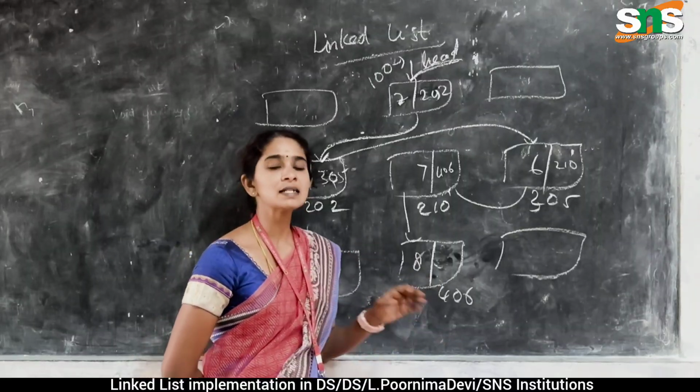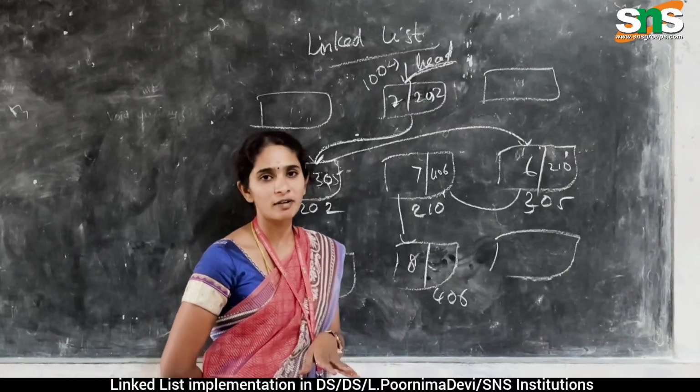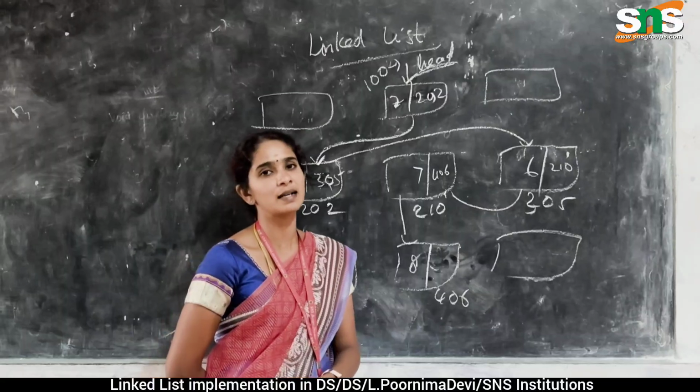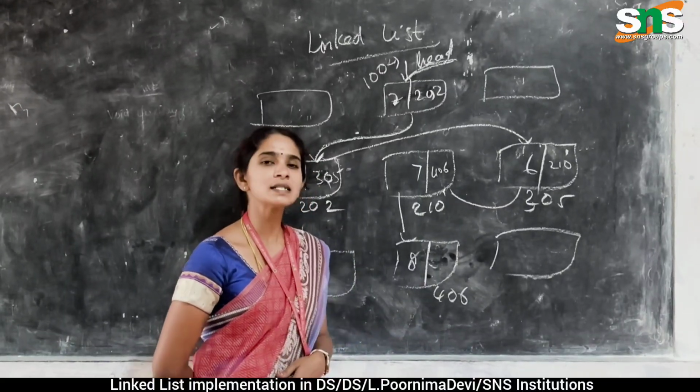In the linked list we have two different types, singly linked list and doubly linked list. Those types will be seen in the next class.